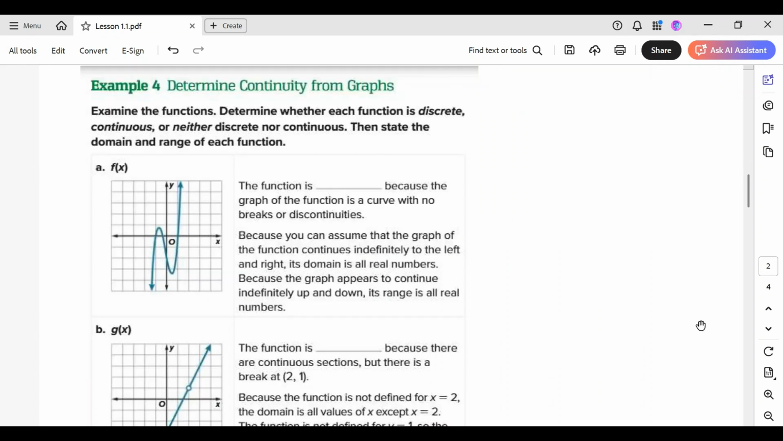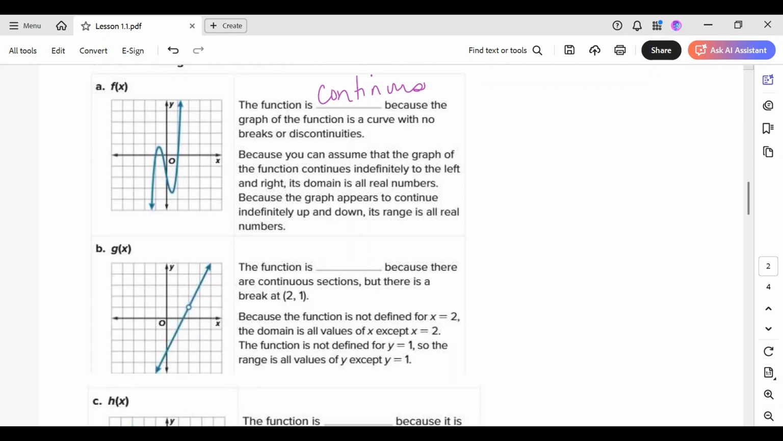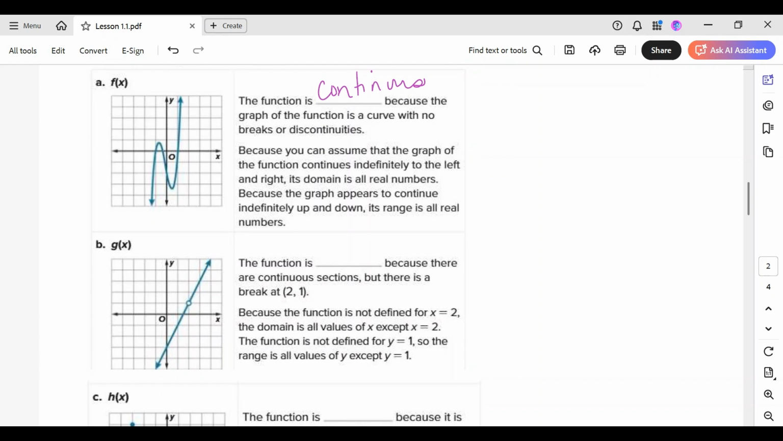In example 4, they want us to determine the continuity from the graphs. So we're either going to determine if the graph of the function is discrete, continuous, or neither discrete nor continuous. When we look at the example A, f of x, we notice that the graph is going from left to right, increasing. So when we look at this, we know that it is a continuous function because it is moving from left to right. So because it is being continuous, we know that the domain is all real numbers and its range is also all real numbers.